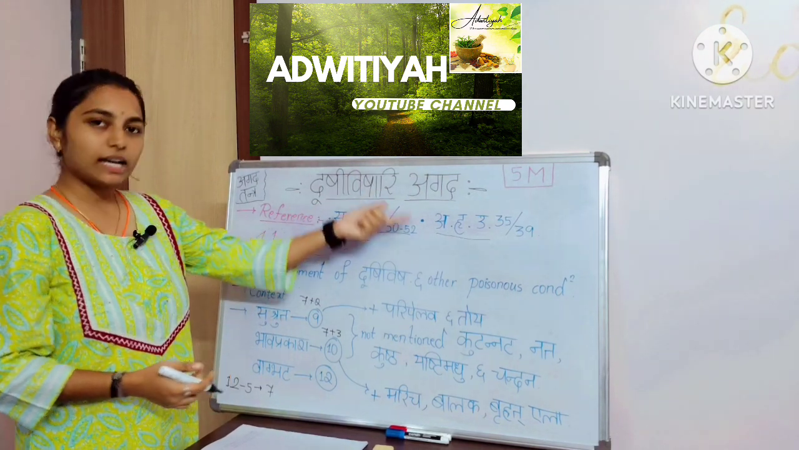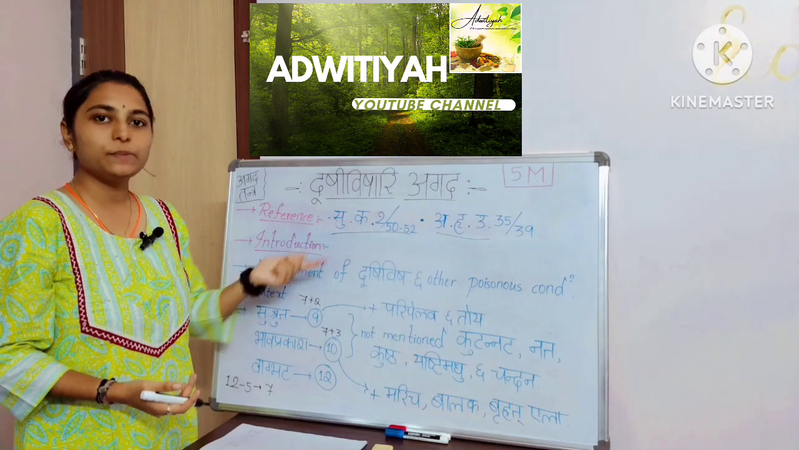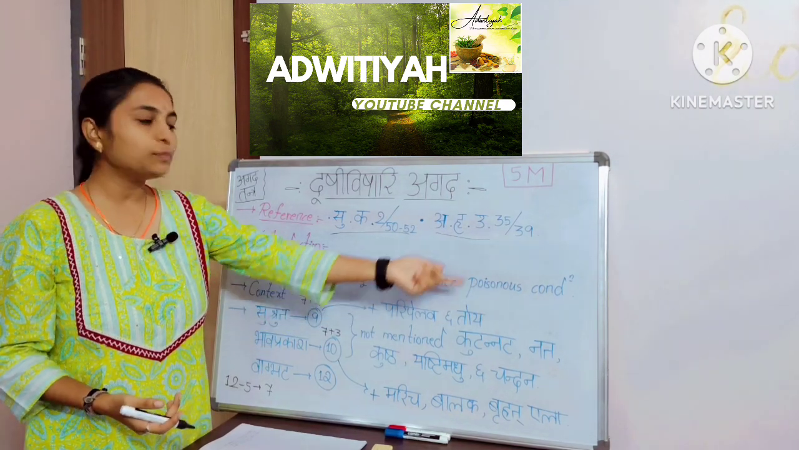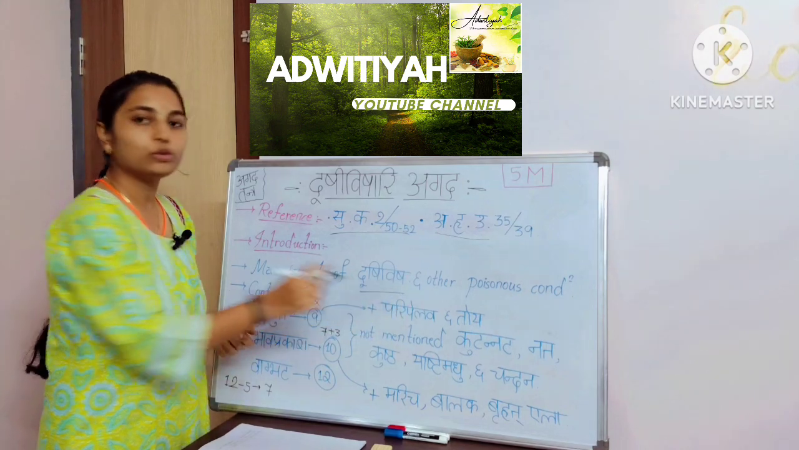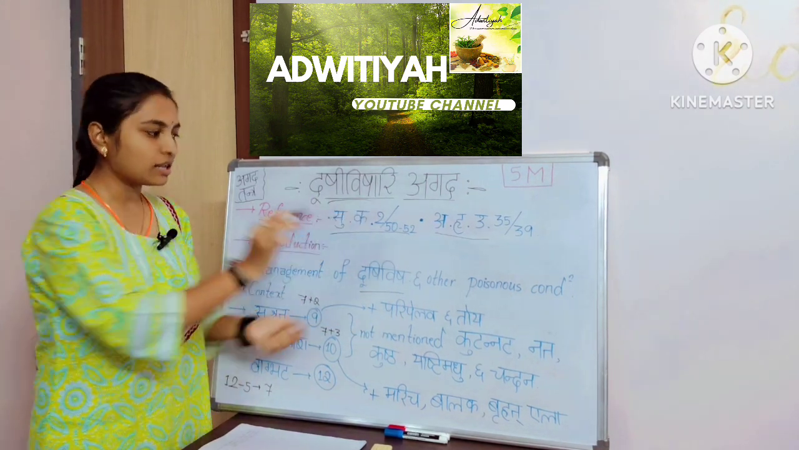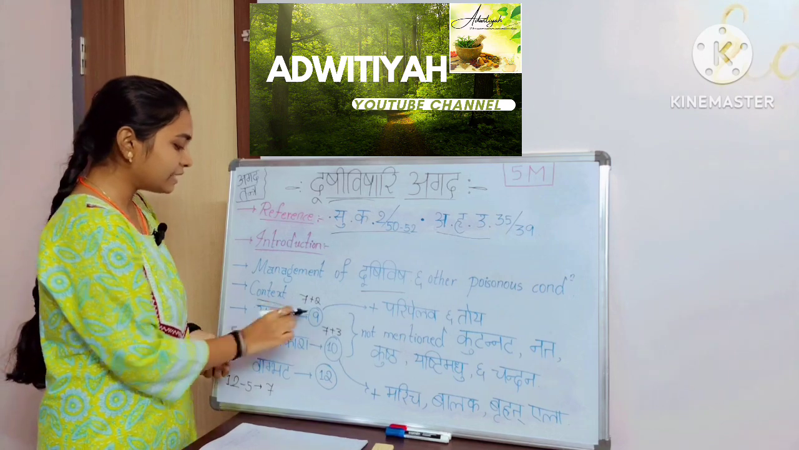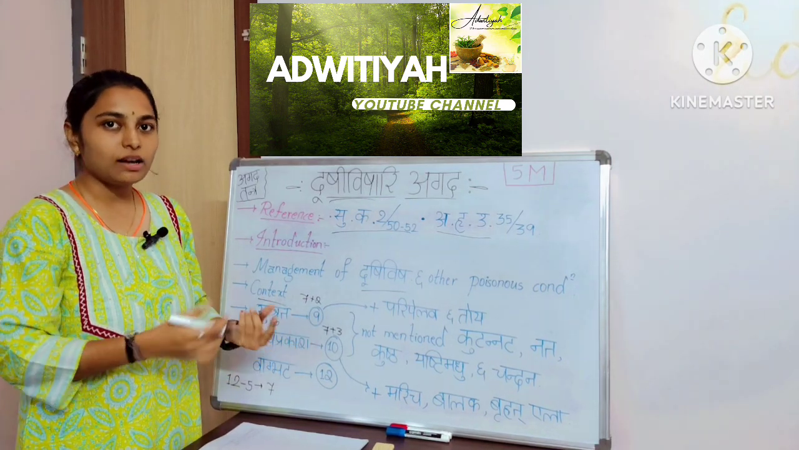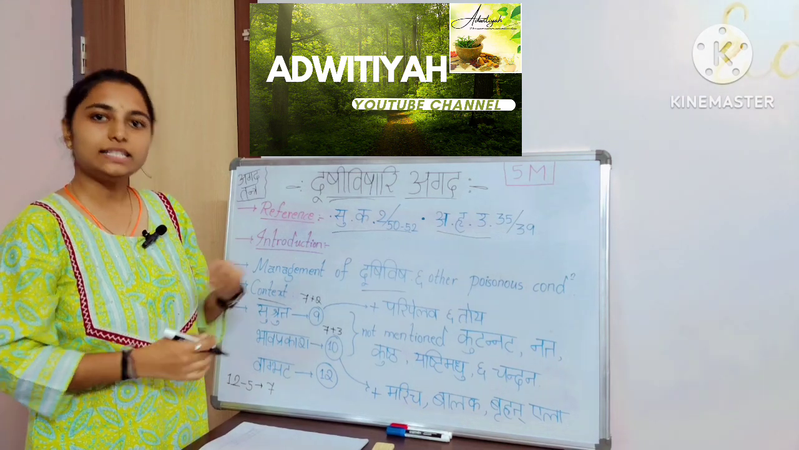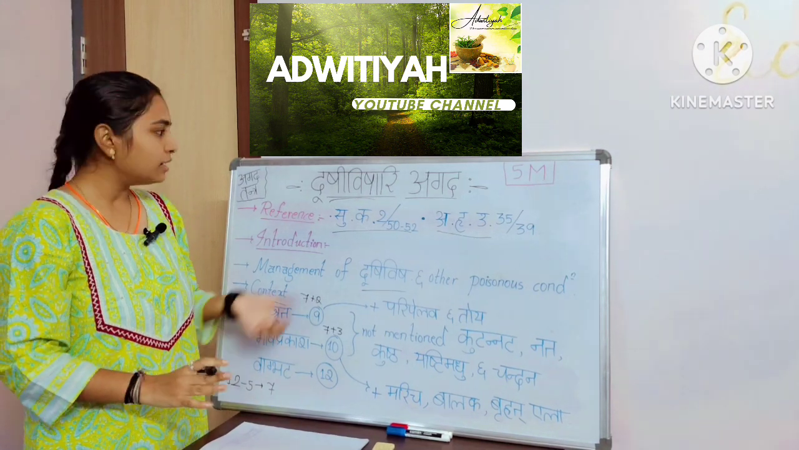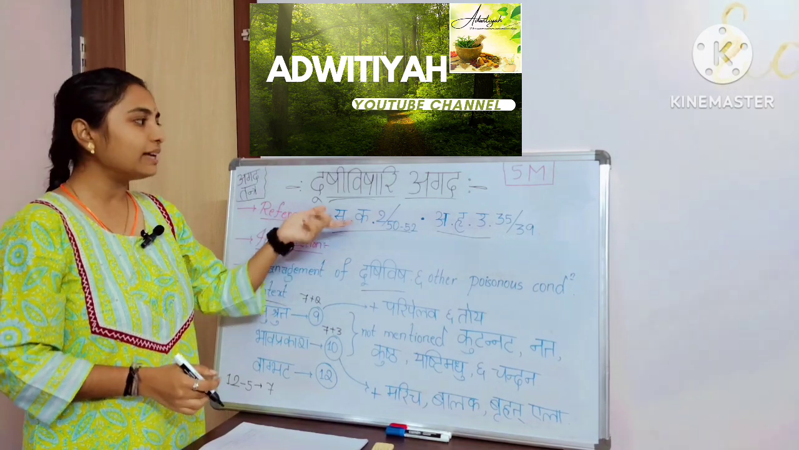Firstly, Dushivishari agada is the formulation which is administered in the management of Dushivisha and other poisonous conditions. So it is mainly administered in case of Dushivisha, as the name itself suggests, and in other Dushivishajanya vikaras. And then context, in which context it is mentioned. Acharya Sushruta, Acharya Bhagavata and Acharya Bhava Prakasha.